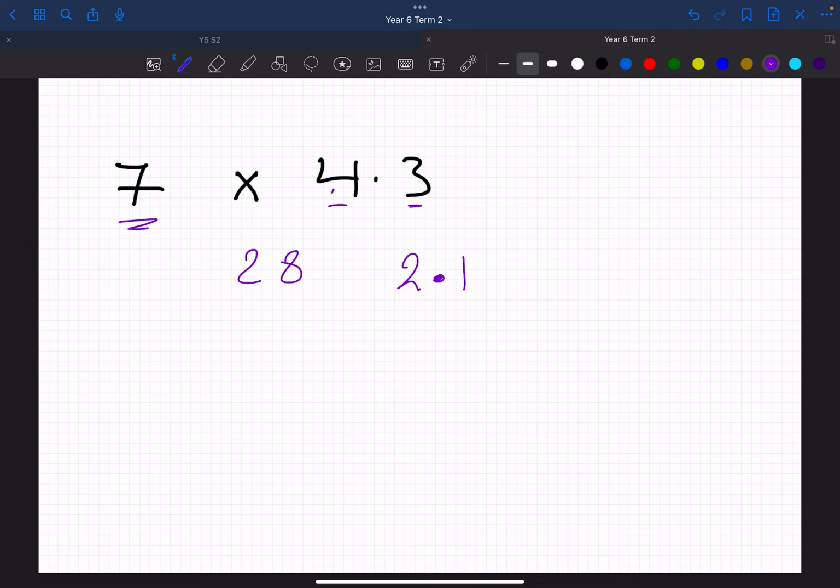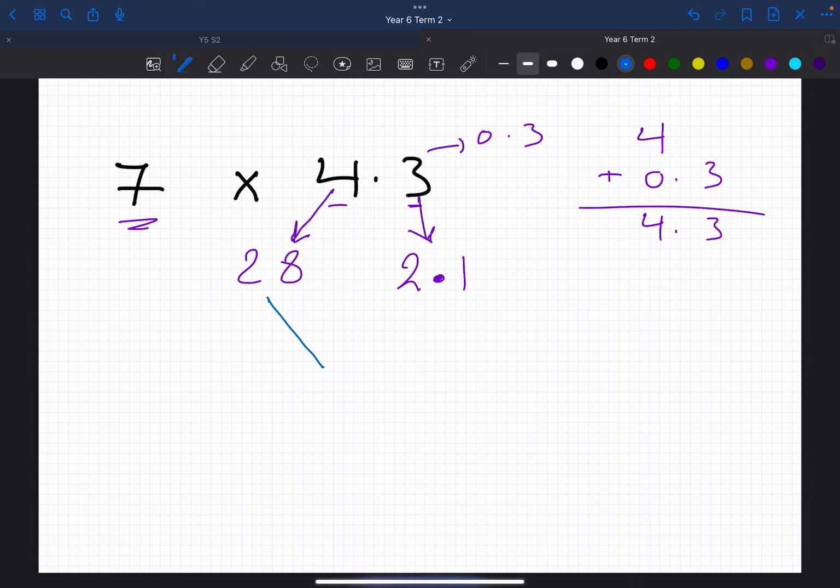So now I have my 4 and I have my 3. So 2.1 and 28. So 7 times 0.3 gives me 2.1. 7 times 4 gives me 28. Remember, 7 times 0.3, not 3. This is 0.3 if I partition, because 4 plus 0.3 equals 4.3. Remember that, please. Now we go back to our calculation here. Now we add these together.